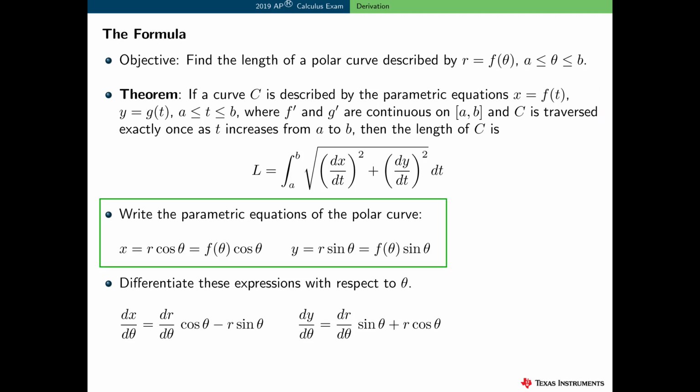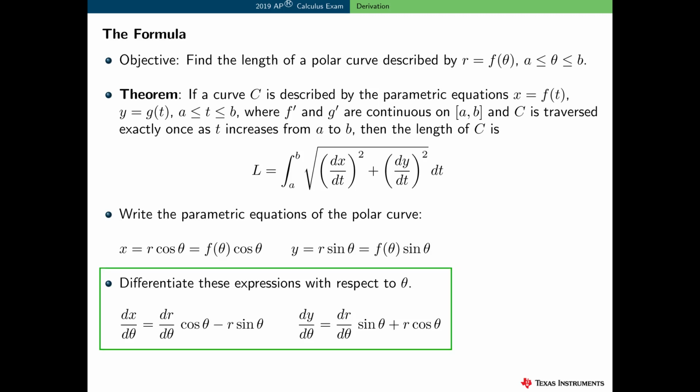So we begin by rewriting or describing the polar curve parametrically. We know the relationship between rectangular coordinates and polar coordinates. So x is equal to r cosine theta and y is equal to r sine theta. And we know that r is equal to f of theta. So now we have the curve described parametrically where theta is the parameter. Looking at the formula for L, I know I need to find dx/d theta and dy/d theta. And I can find both of these expressions by using the product rule.